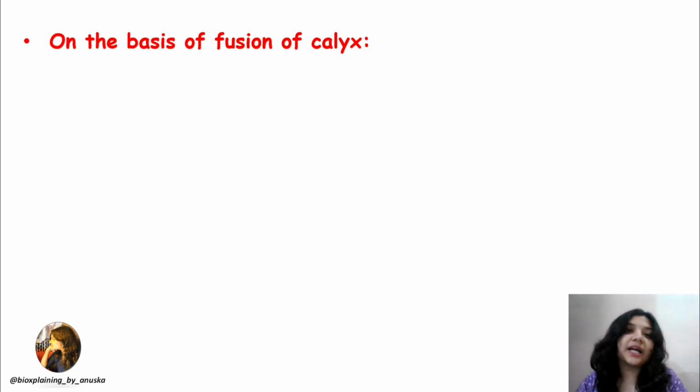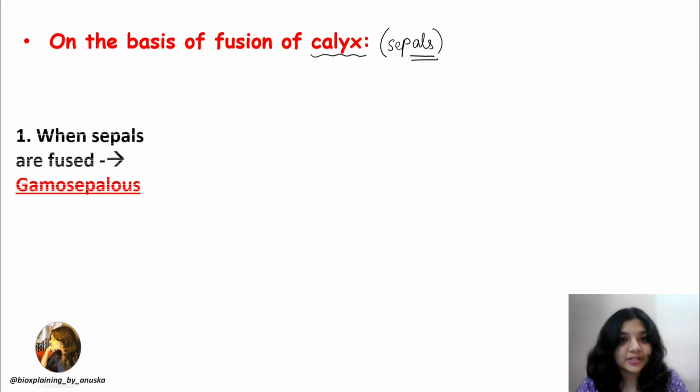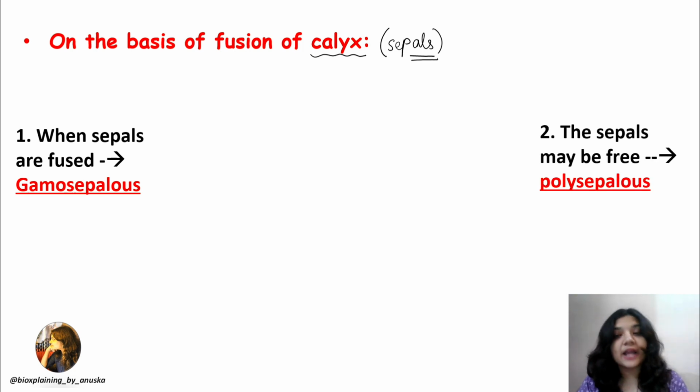So that is it about the classification of flowers on the basis of the presence or absence of the sex organs. Now, moving ahead to the next form of classification, that is on the basis of the fusion of the calyx. What are the individual units of the calyx? Yes, they are the sepals. So this kind of classification is based on how the sepals are present or how are they arranged. So when the sepals are fused, that is, they are joined to each other, we call it Gamosepalous.